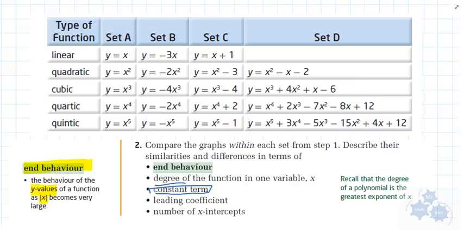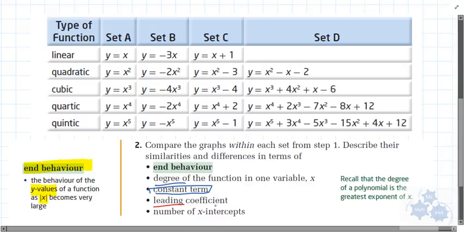So leading coefficient, what is the leading coefficient? Well, that's going to be the coefficient that is attached to the variable that has the largest exponent on it. So for example, let's take a look at this one right here. This is a polynomial function. It is degree 4. Why? Because 4 is the largest exponent. That means that this is the leading term.